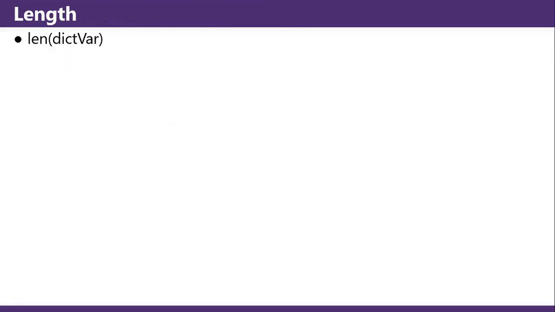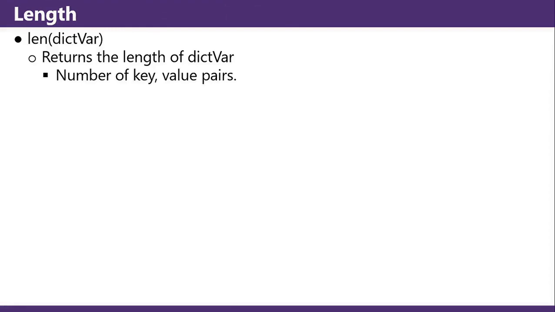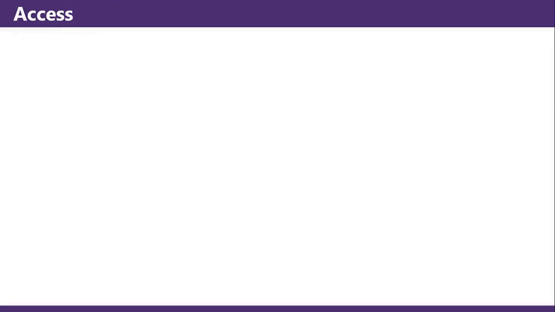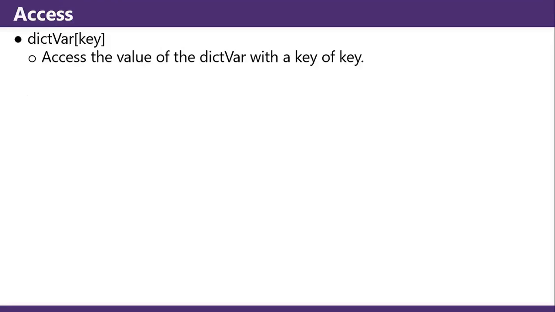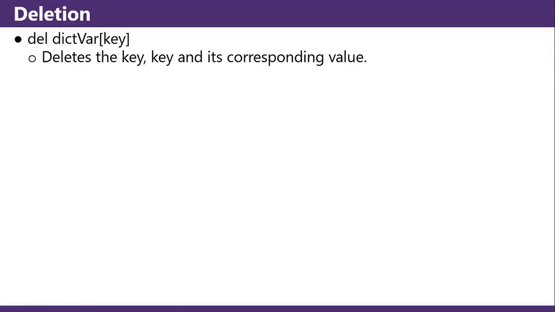Length. len(dictvar) returns the length of the dictvar, the number of key value pairs. It's a quick operation. Access. dictvar[key] accesses the value of the dictvar with a key of key. Deletion. del dictvar[key] deletes the key and its corresponding value.